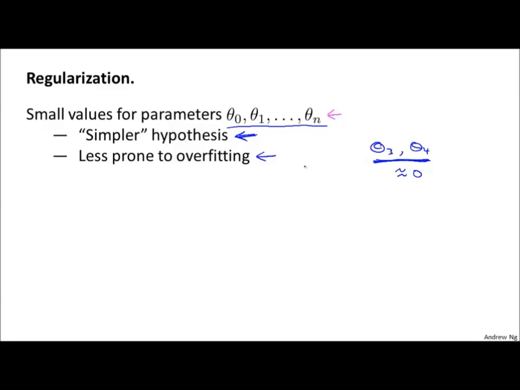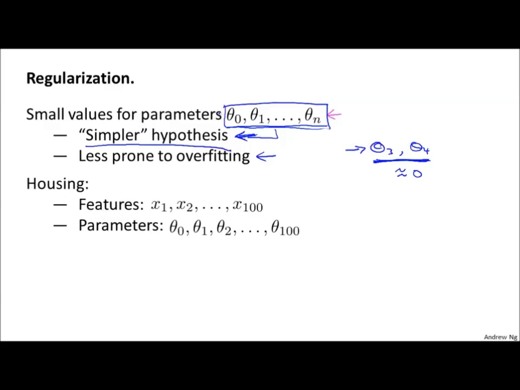I realize that the reasoning for why having all the parameters be small corresponds to a simpler hypothesis may not be entirely clear to you right now, and it is kind of hard to explain unless you implement it yourself and see it for yourself. But I hope that the example of having theta 3 and theta 4 be small, and how that gave us a simpler hypothesis, at least gives some intuition as to why this might be true. Let's look at a specific example.